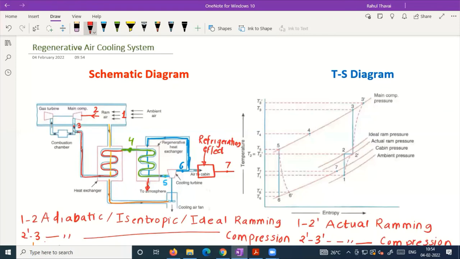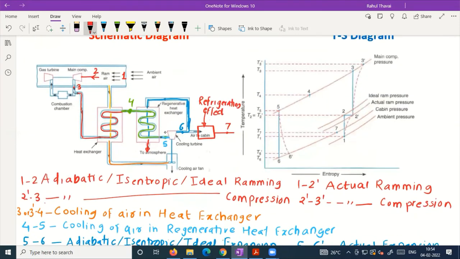Why is it called a regenerative air cooling system? Because whatever air is available at the exit of the turbine, that is at point number 6, is utilized so as to cool the air which is coming out of the heat exchanger. That's why this is called a regenerative heat exchanger.